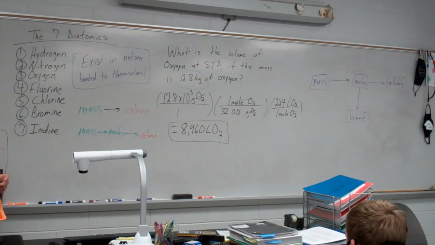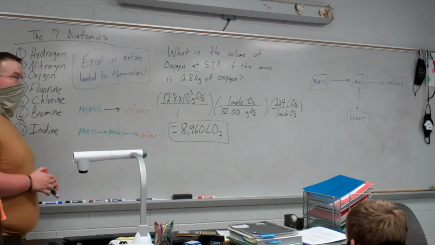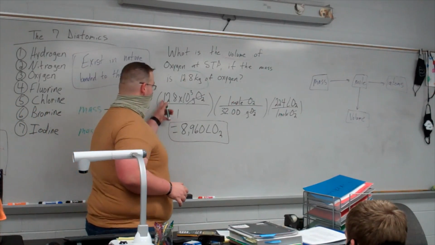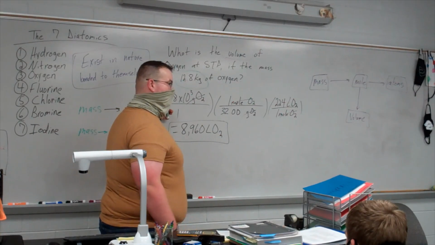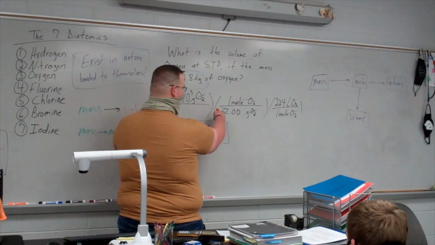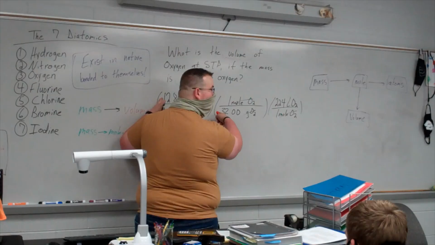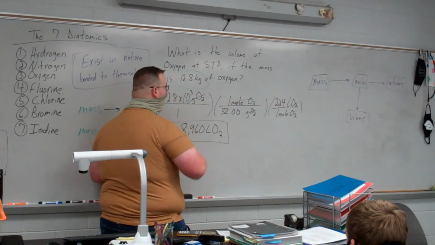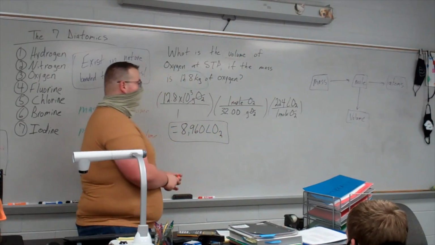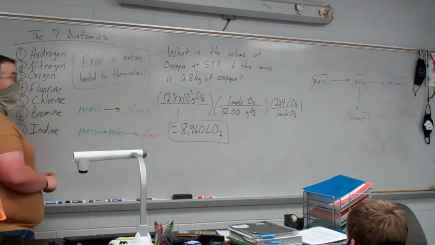Yes. How did you get that number? Which number? The 8,000. Okay. I got 12.8 times 10 to the third. I divided by 32. Oh, I thought you were multiplying. No. You're good.